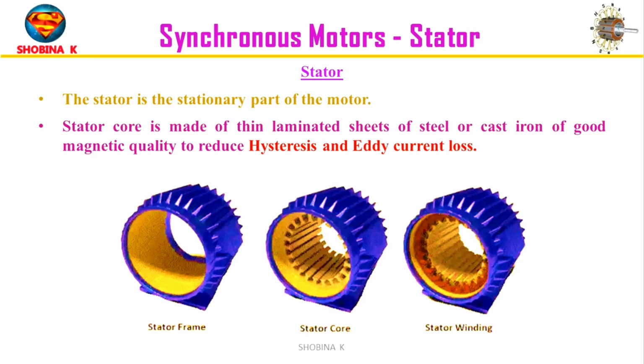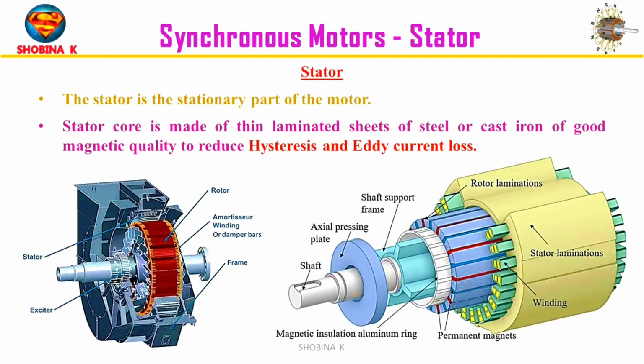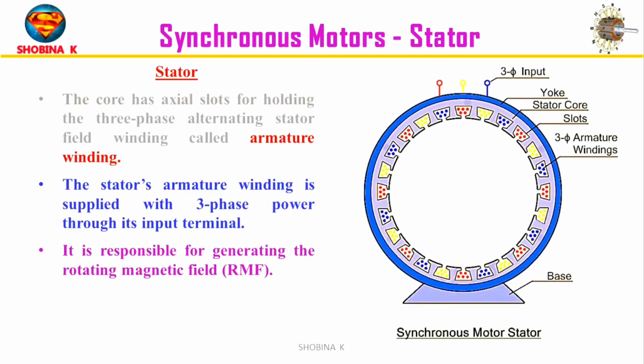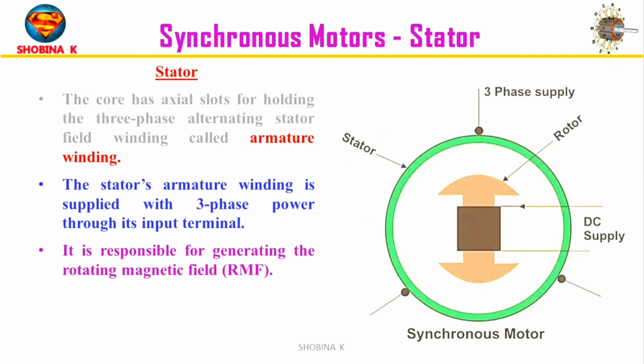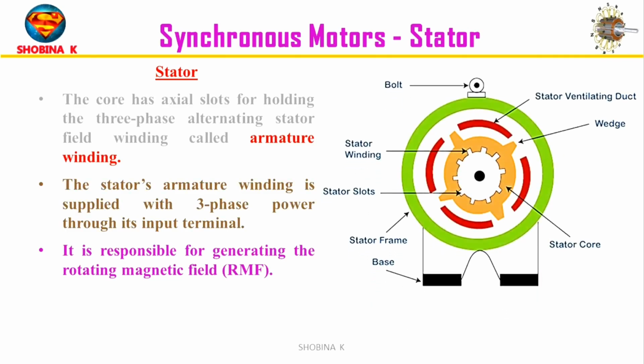Just like an induction motor, the stator core is made up of thin laminated sheets of steel or cast iron of good magnetic quality to reduce the hysteresis and eddy current loss. The stator has an axial slot inside in which the three-phase stator winding is placed, and it is called the armature winding. The stator's armature winding is supplied with three-phase power through its input terminal, and it is responsible for generating the rotating magnetic field.